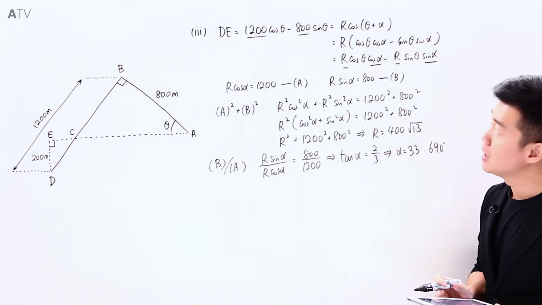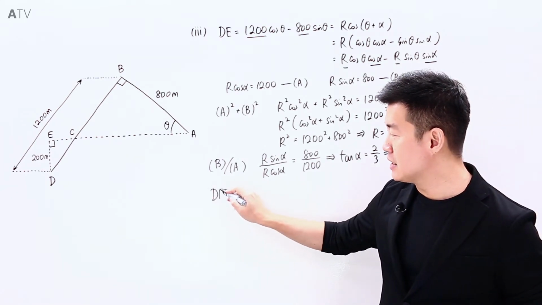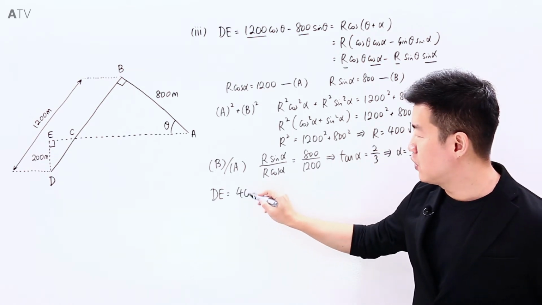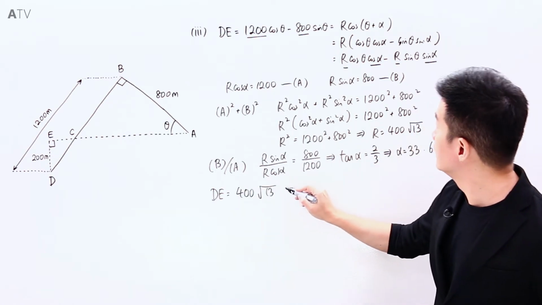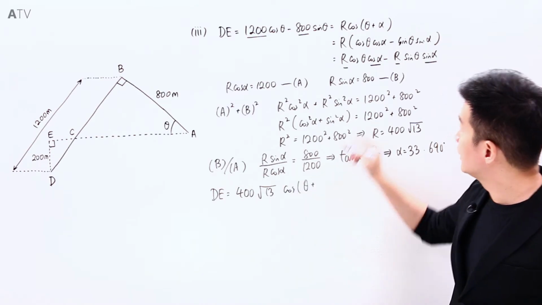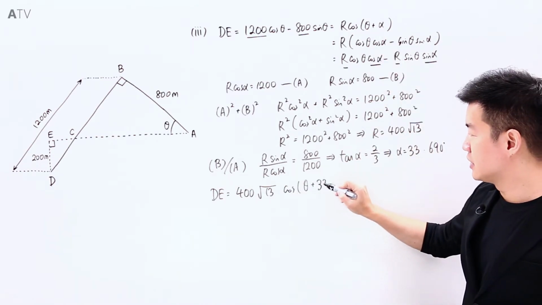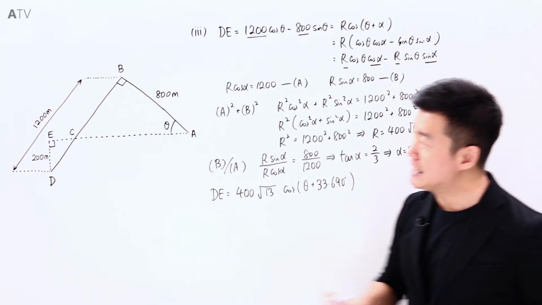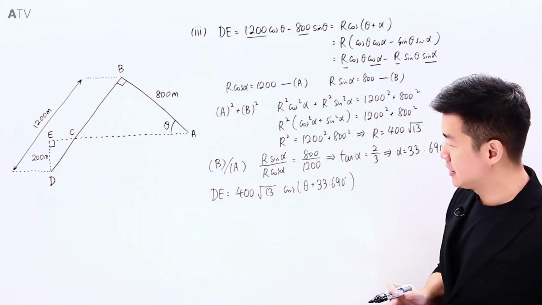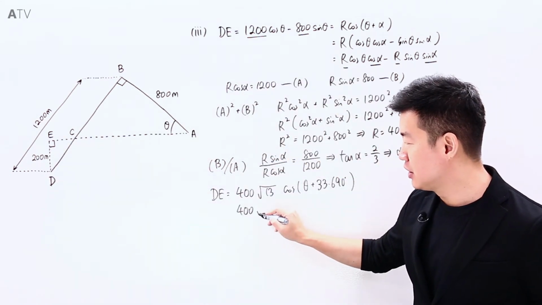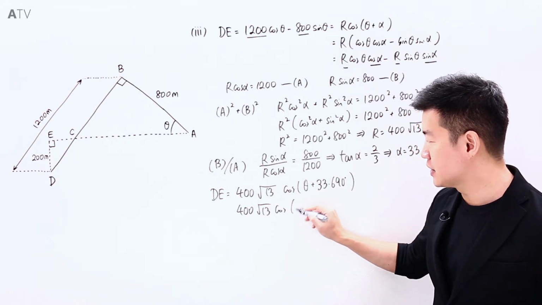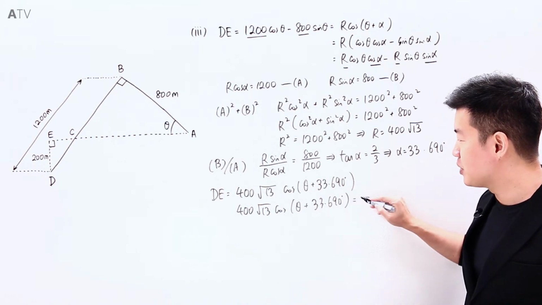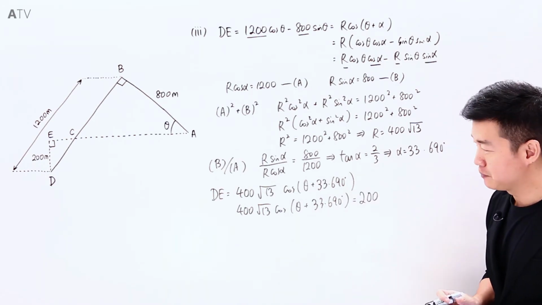33.690 degrees, which means that now dE can be re-expressed as R, which is 400 square root of 13 cosine of theta plus alpha, which is 33.690 degrees. And according to the question, dE is also 200 meters, which means that 400 square root of 13 cosine theta plus 33.690 degrees can also be matched to 200.